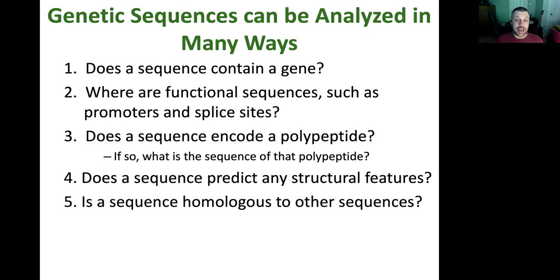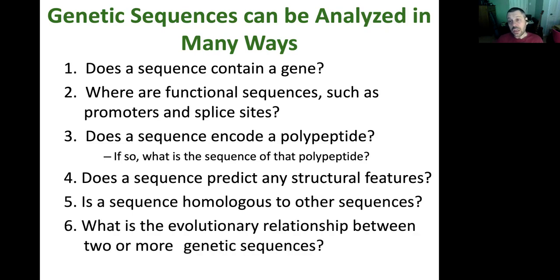Going on from that, we can ask if the DNA sequence that we have, is it homologous or similar to sequences from any other genes, both within that same species and amongst other species too. Using that kind of information, we can actually look at evolutionary relationships between species using bioinformatics.